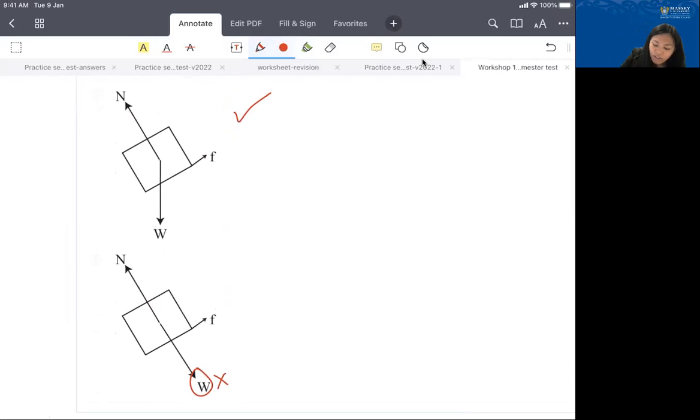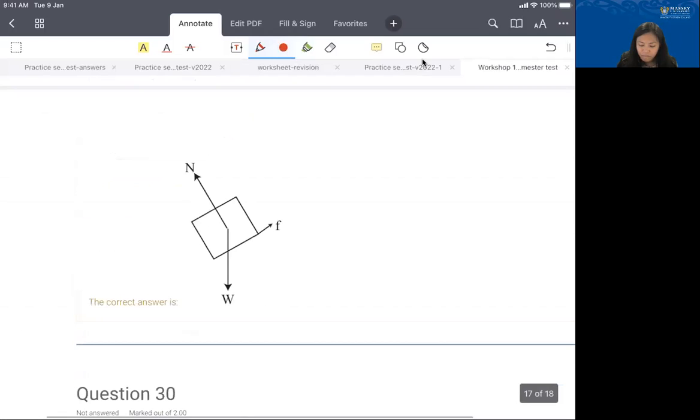And then you have this frictional force that's along the slope. So this is your slope. And your object slides downwards, your frictional force should be opposite the direction of the slide. So that's the answer.